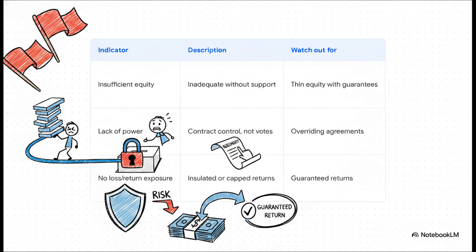Now, there are 3 specific red flags or indicators you really need to watch out for here. First up, insufficient equity at risk. You want to keep a close eye on entities with super thin equity that are being propped up by parent guarantees. Second, a lack of power. Watch out for management agreements or operating agreements that completely override actual voting rights. And third, no loss or return exposure. A classic example to look for here, preferred equity arrangements with guaranteed returns. Basically, they completely insulate the equity holders from the actual risks of the business. Spot any of these, you absolutely must evaluate under ASC 810-10.